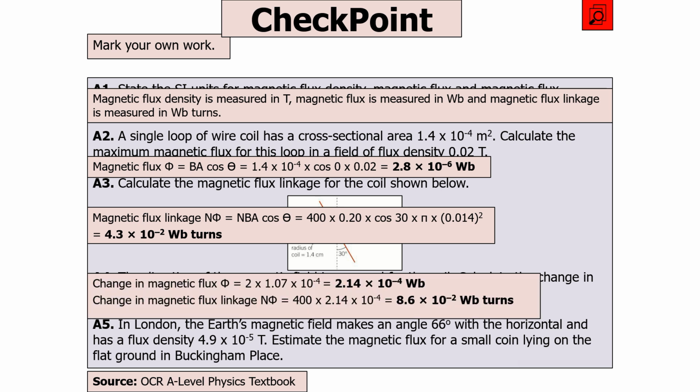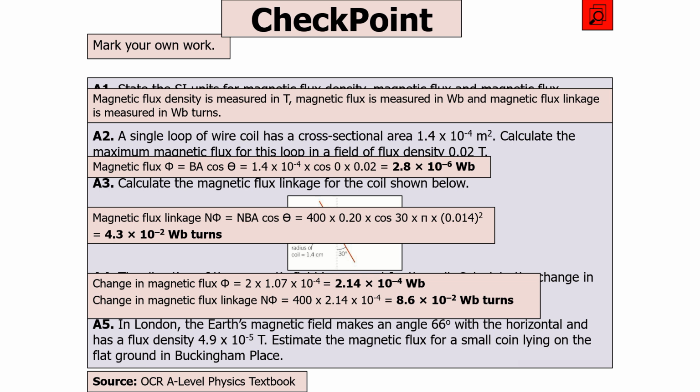Now, the change in magnetic flux linkage is going to be double the difference, because it's going to go from a positive value to the same value but negative, so that's a double of the positive value. So the change in magnetic flux is going to be 2.14 times 10 to the minus 4 Webers, multiplied by N to get our change in magnetic flux linkage, so it's 8.6 times 10 to the minus 2 Weber turns.